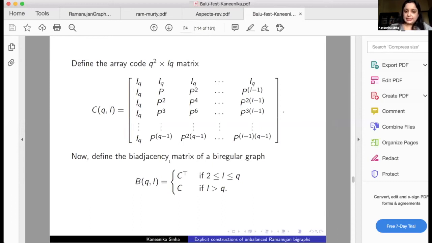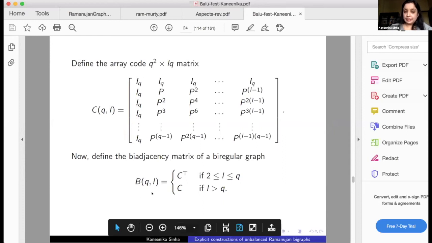And we can define the biadjacency matrix of a biregular graph, call it B, and this B is equal to C transpose if L lies between 2 and Q. And on the other hand, if we are taking L to be something greater than Q, then we just take the matrix C.